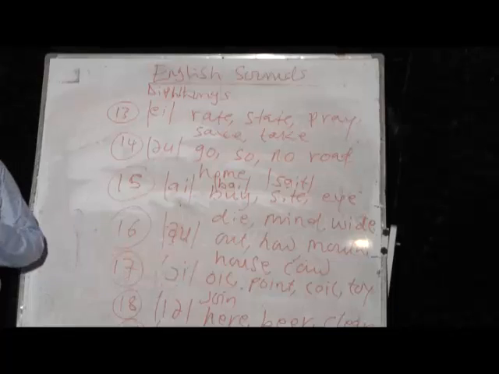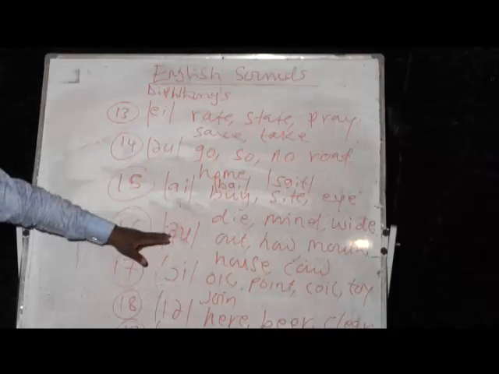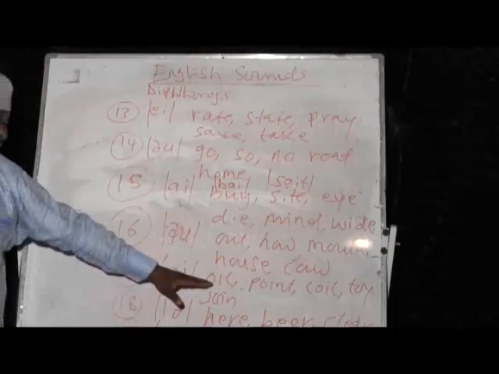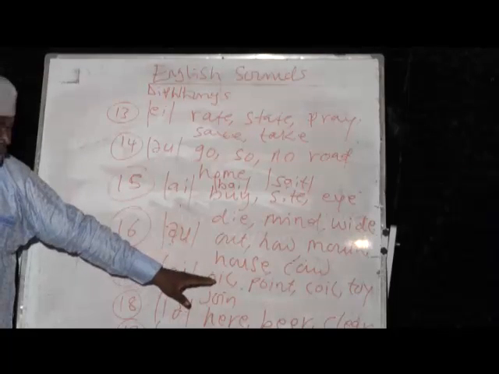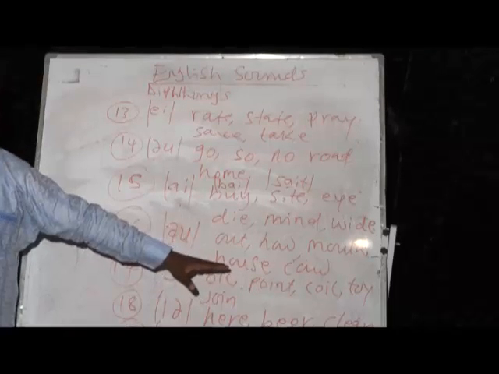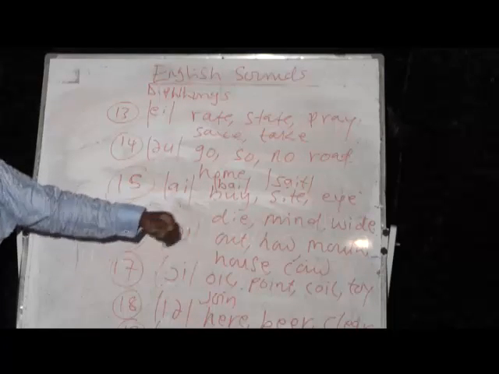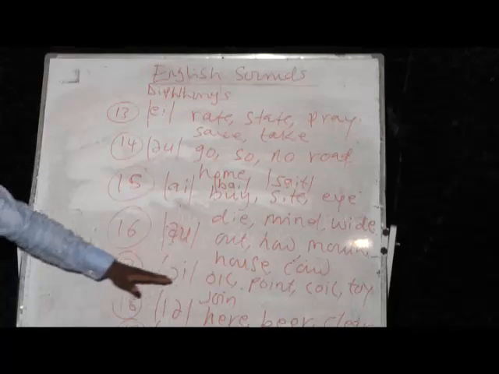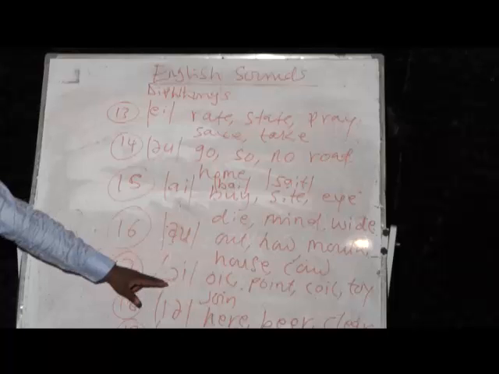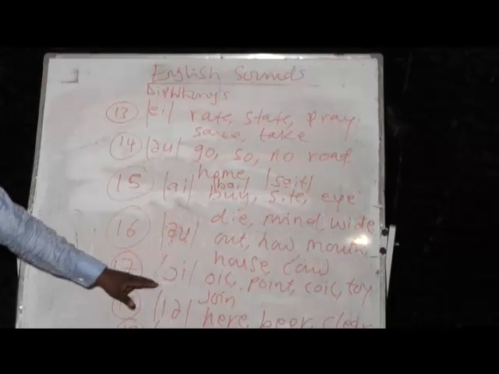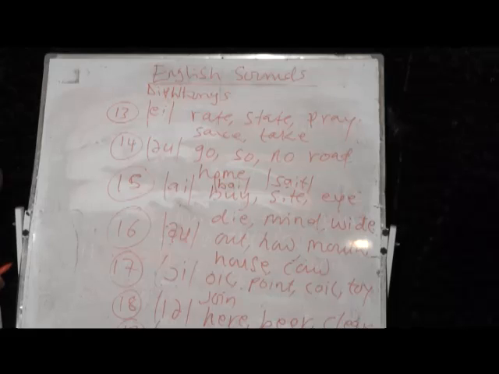Sounds fall under this ow. So you also find the ow sound. So here you have oil, point, coil, toy, join. These are all found under diphthong number 17.